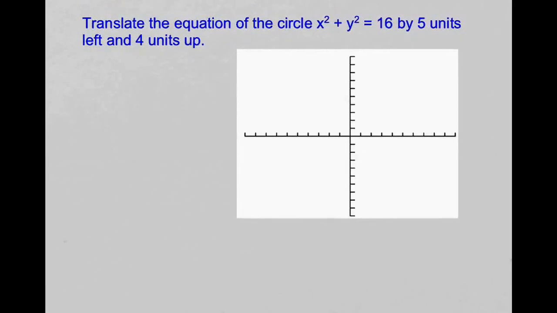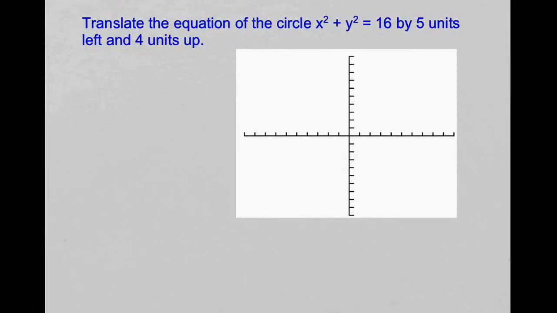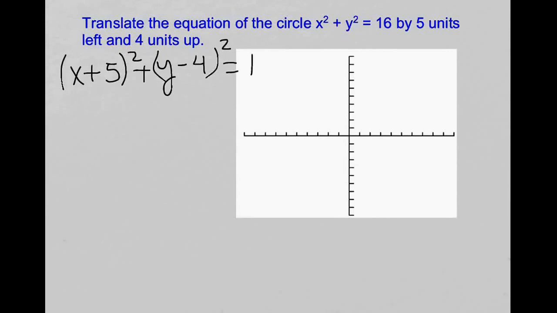Okay, to add the translation of the equation of a circle, x squared plus y squared equals 16, by 5 units left and 4 units up. Well, it's easy to add the translations into our equation. That's going to be x plus 5 squared plus y minus 4 squared equals 16.